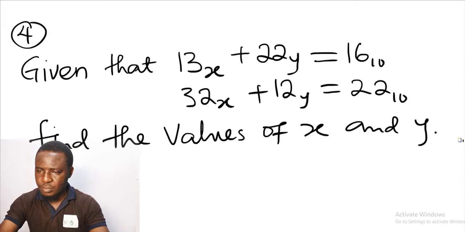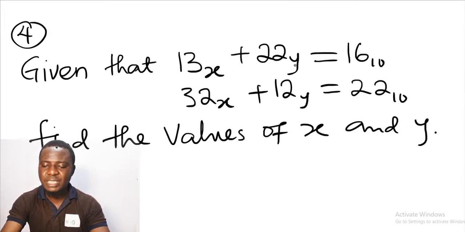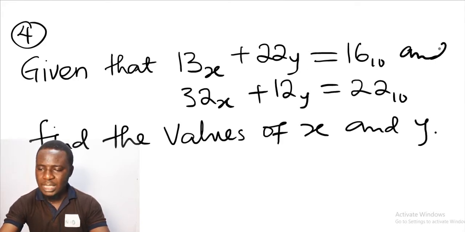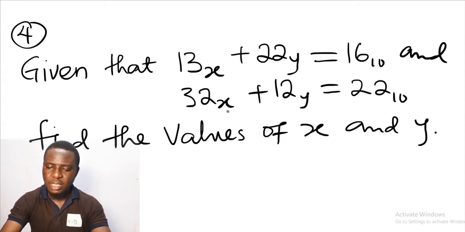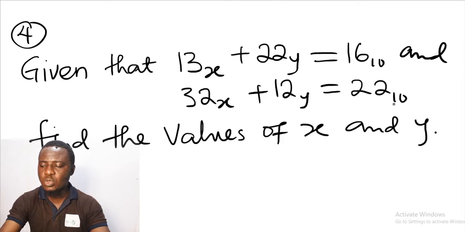Next, it says, given that 13 base x plus 22 base y is equal to 16 base 10, and 32 base x plus 12 base y is equal to 22 base 10, we should find the values of x and y. What we have to do in this equation is similar to what we have done.